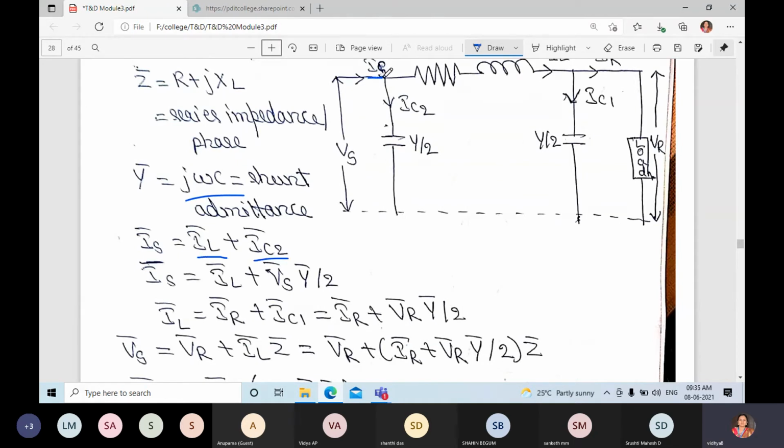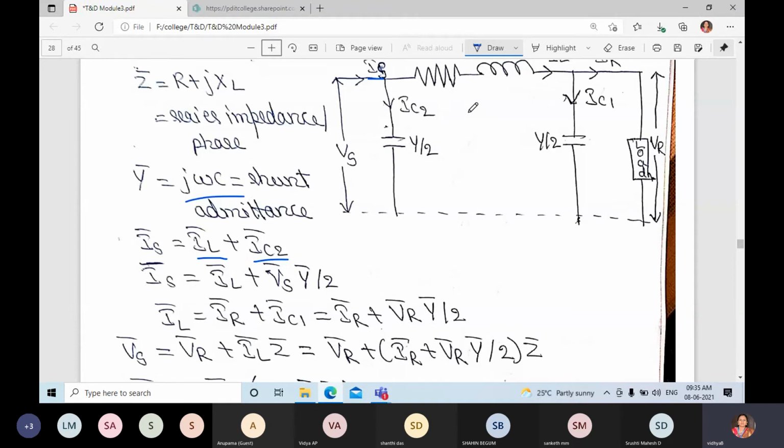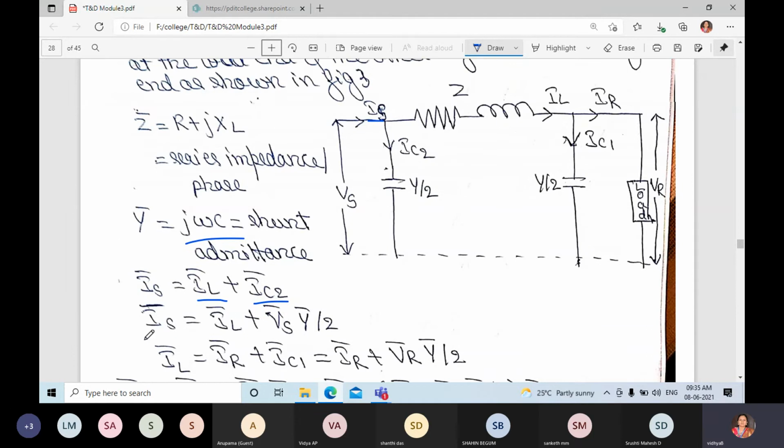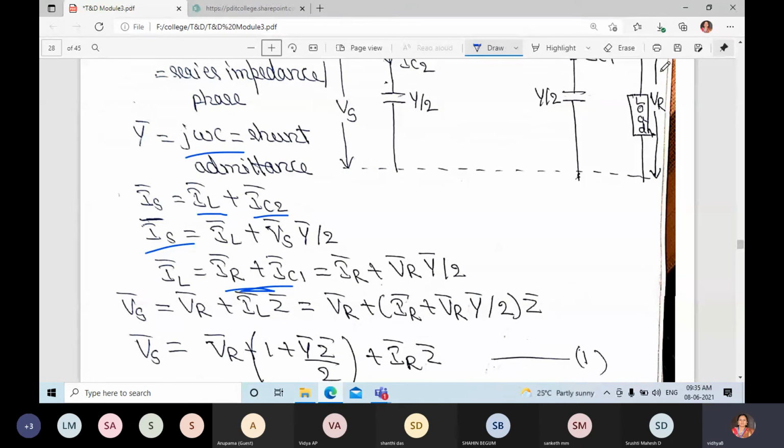Here from the circuit we can write that IS is equal to IL plus IC2. You can observe IS is the incoming current, and IC2 and IL are the outgoing currents. So IS is equal to IL vector plus Vs into Y by 2, because IC2 is nothing but Vs into Y by 2. For IL, this is the incoming current and these two are the outgoing currents, so IL is equal to IR plus IC1, that is IR vector plus VR vector Y vector divided by 2. Here IC1 is near the VR, so it is VR into Y by 2.